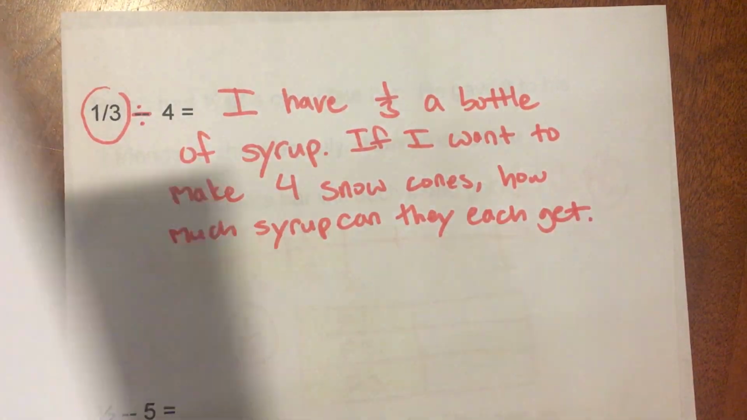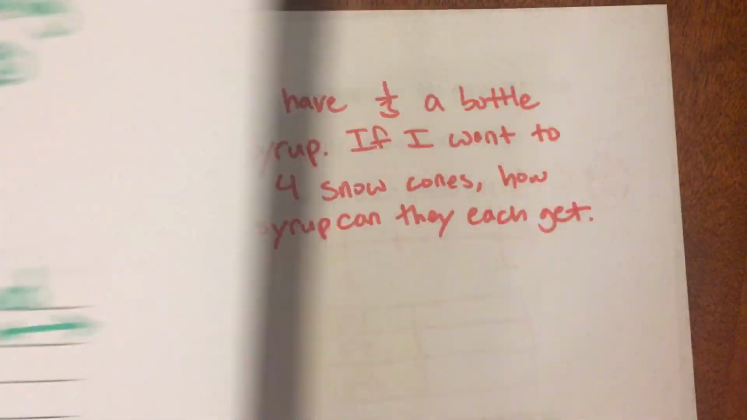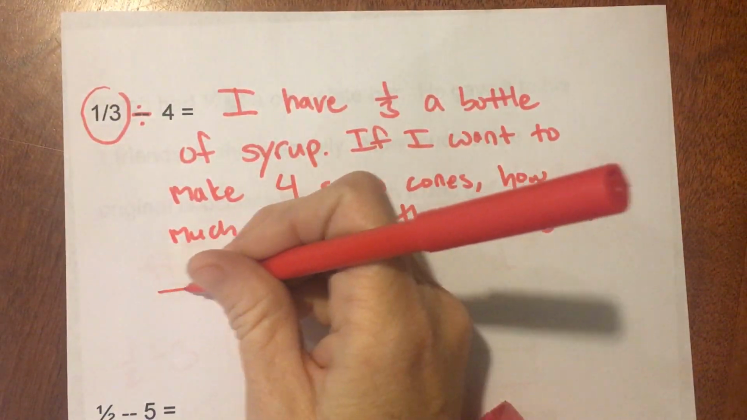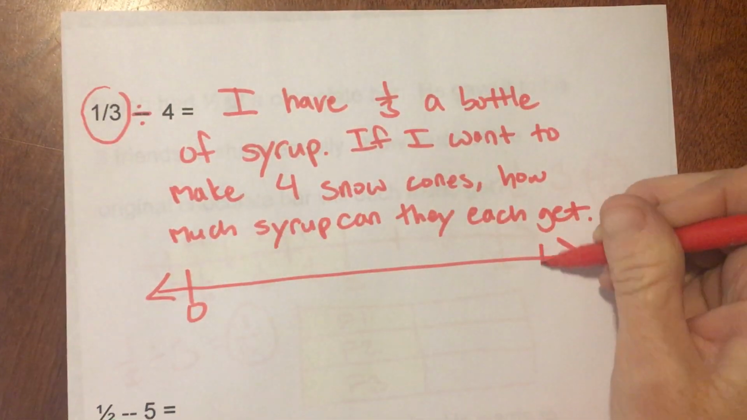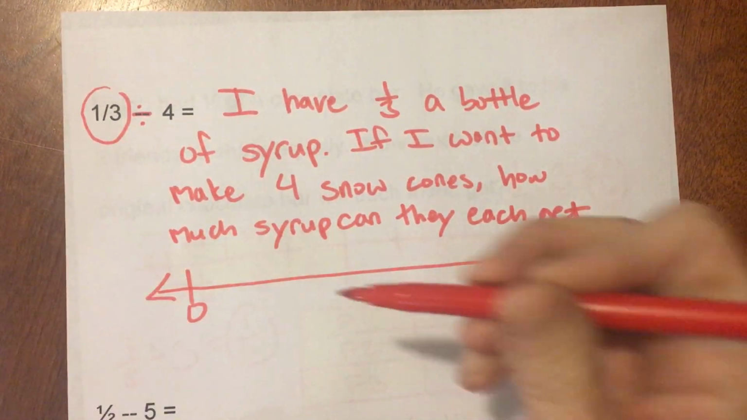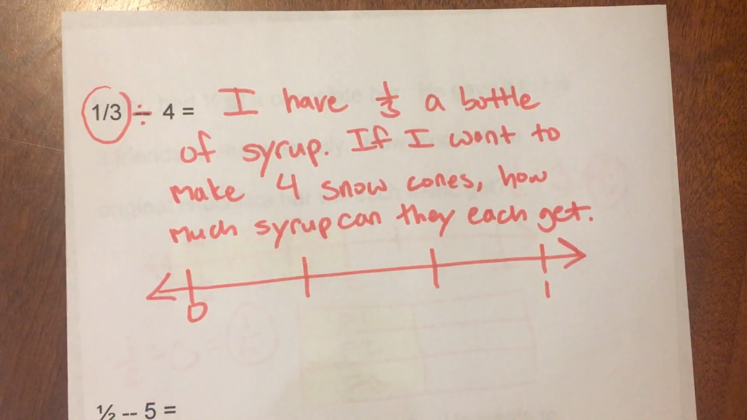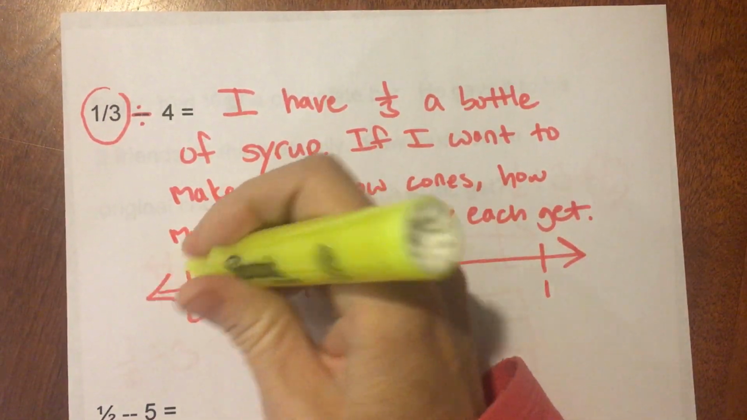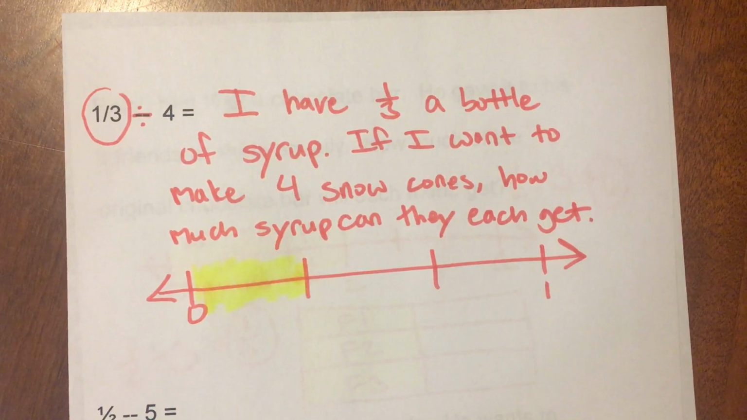Now I could use my steps to solve it. So I already have my expression. I'm going to draw my model. So I'm going to do the trickier one first, my number line. So I have a third. So let's cut my 1 into 1, 2, 3 pieces. And this is how much of the snow cone syrup bottle I have.